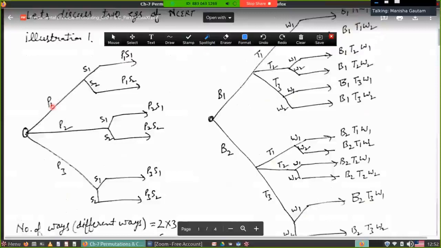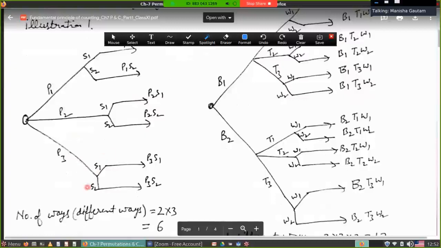You can take P1 fixed and take S1 with P1. You are getting P1 S1. What is this? First pant and first shirt. The same pant will be there, P1, and you will take the second shirt, S2. You can write it as P1 S2. For the second pant, I have written the notation P2, and this can be worn with S1 and S2, these two shirts. And you can write P2 S1, P2 S2. Same way here, third pant P3 is there, and S1, S2, two shirts are there. You can write P3 S1 as the first way and P3 S2 as the second way.